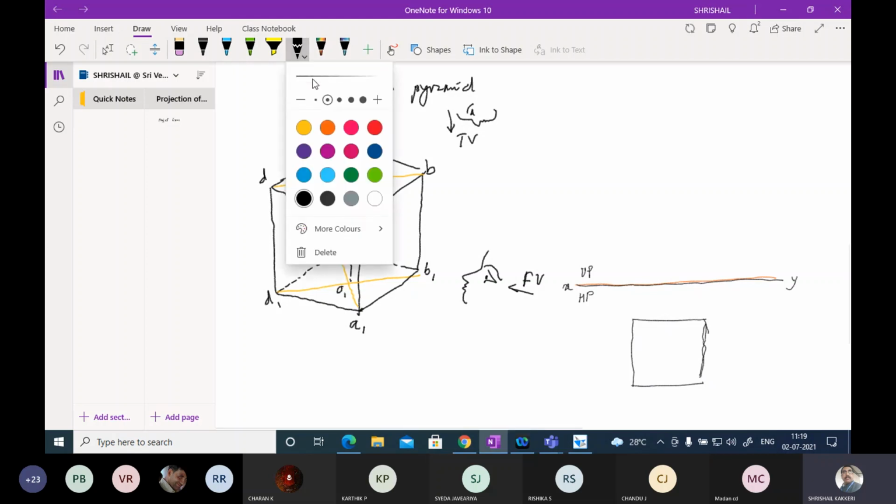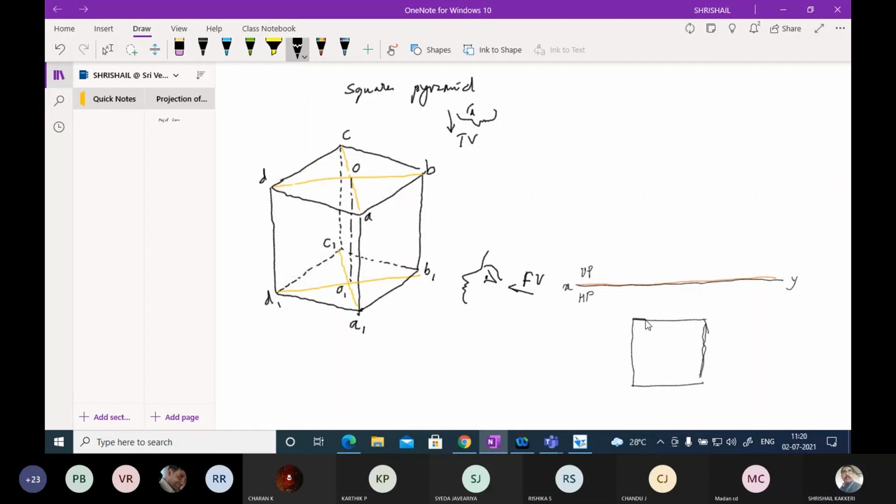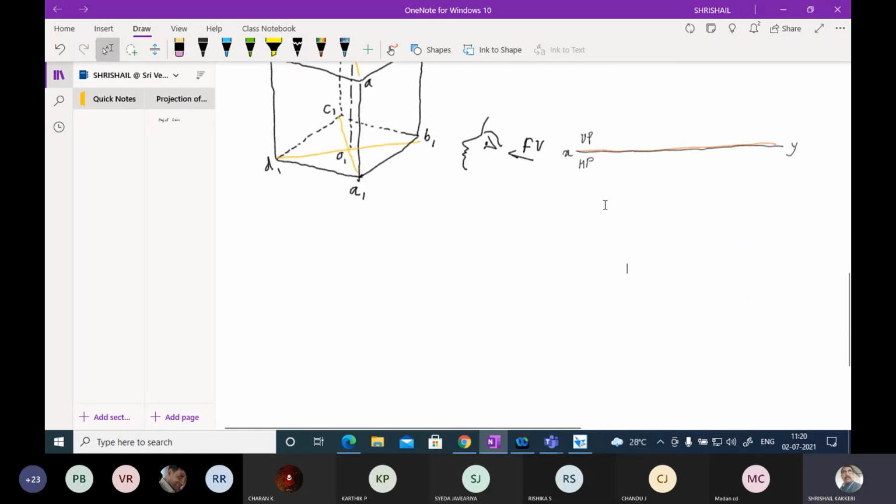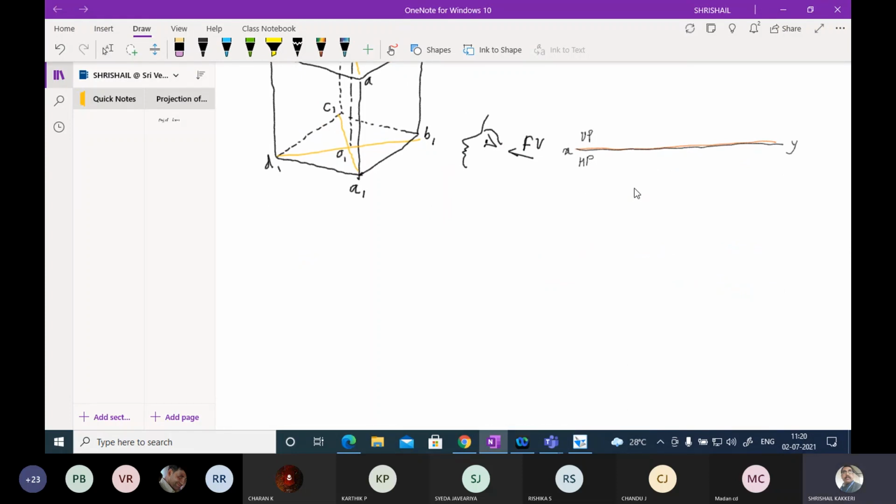Now let me make it dark. This is the square prism. Okay, and if you get confused, I'll write neatly once again. See here, I am going to write a square.